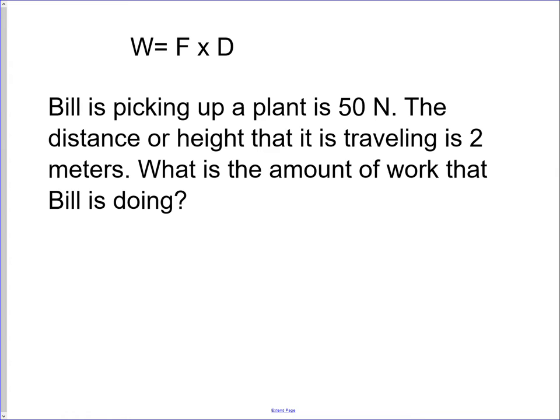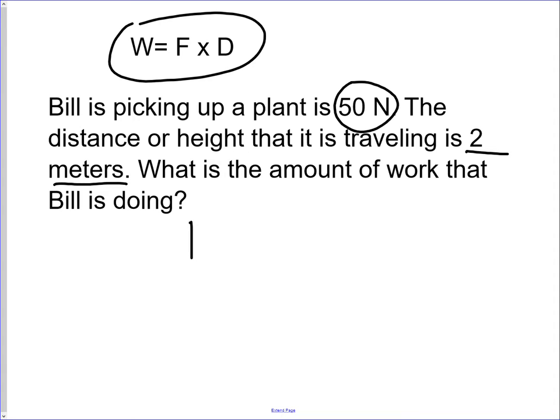We have a couple math problems here for us to look at. Our formula again up here is work equals F times D, which is force times distance. Let's read the problem. Bill is picking up a plant that is 50 newtons. The distance or height that it is traveling is 2 meters. What is the amount of work that Bill is doing? Our first step is to identify our numbers. We see 50 newtons, and we also see 2 meters.